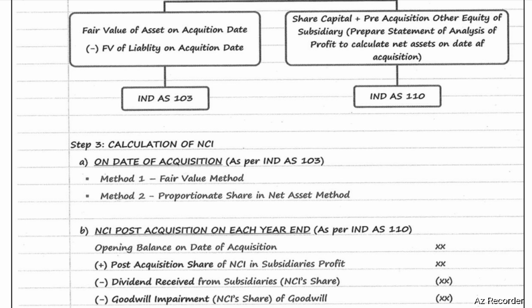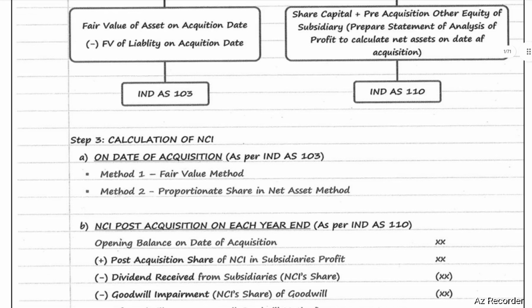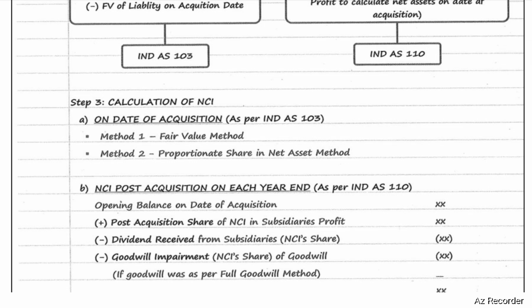NCI can be calculated as per Ind AS 103 and Ind AS 110. For Ind AS 103, we can calculate NCI as on date of acquisition. There are two methods: method number 1, fair value method; method number 2, proportionate share in net assets method. As per Ind AS 110, we can get non-controlling interest post acquisition as on year end, each year end.